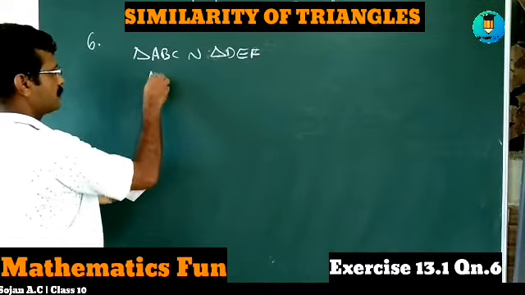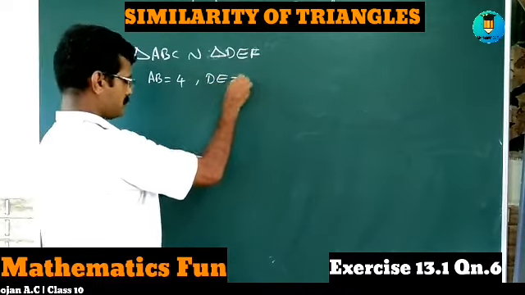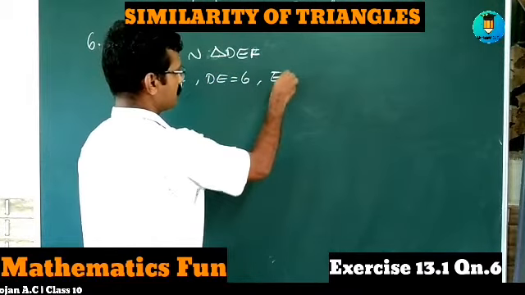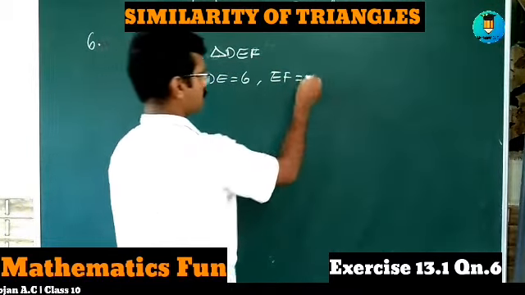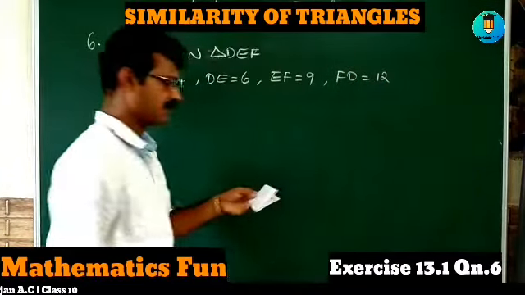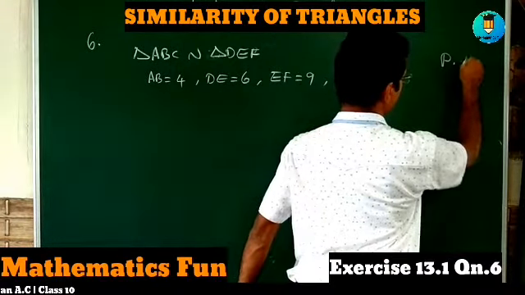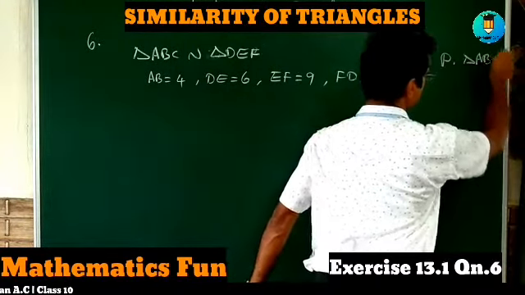And AB is equal to 4 centimeter. DE is equal to 6 centimeter. EF is equal to 9 centimeter. And FD is equal to 12 centimeter. We have to find the perimeter of triangle ABC. We need the perimeter of triangle ABC. That is the question.